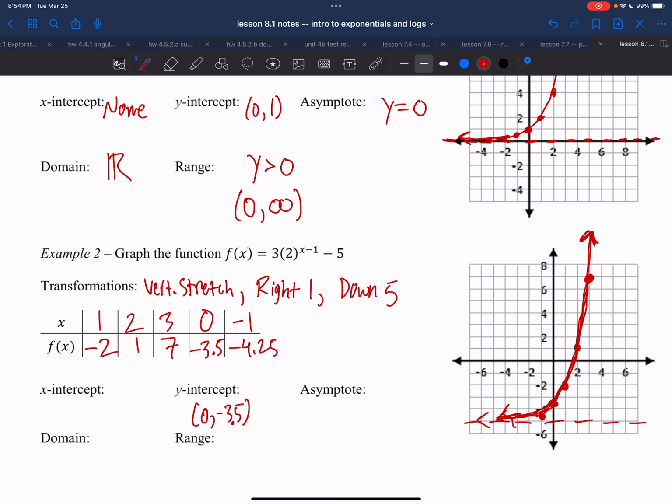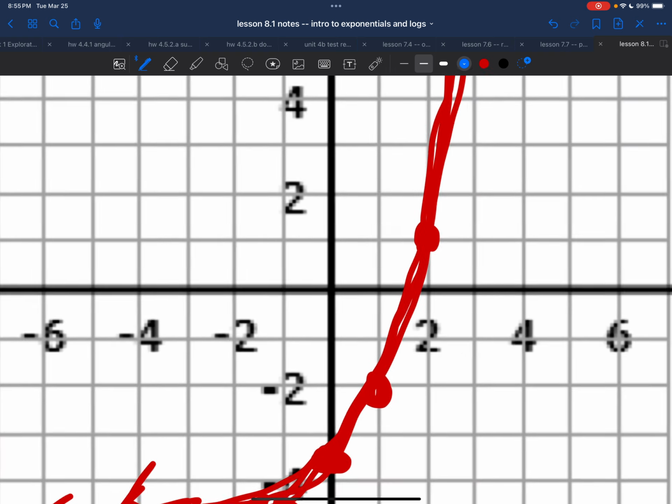And there's my function. So my asymptote is at y equals negative 5. And seeing the graph, the domain is all real numbers. The range, its bottom near the asymptote is at negative 5, but it extends upwards to infinity. Then the question is, what's the x-intercept? Well, how do you find that? I say, well, look at this.